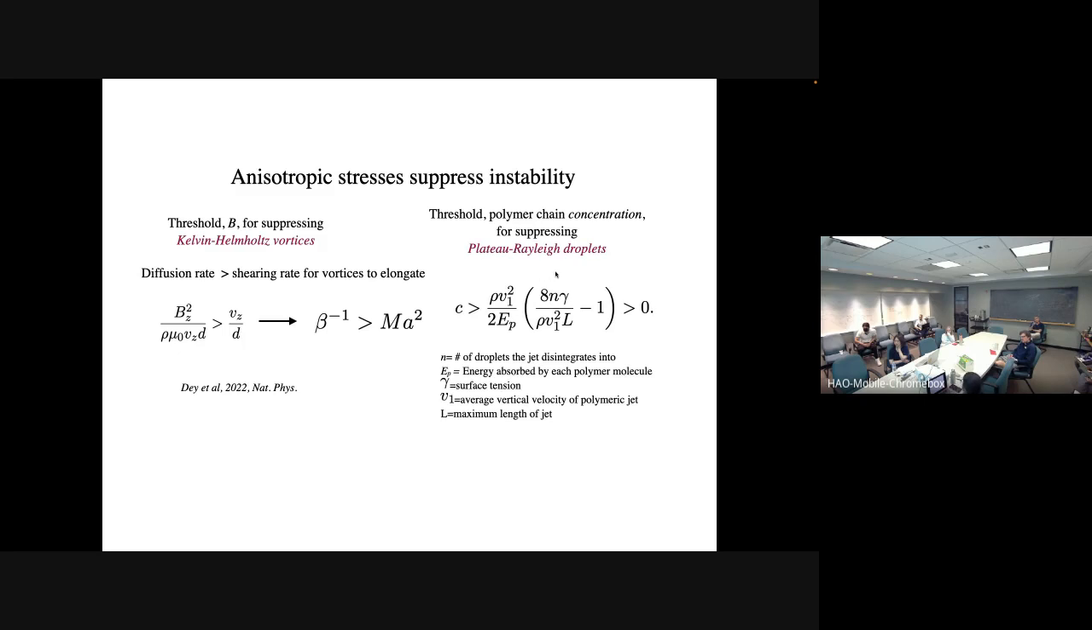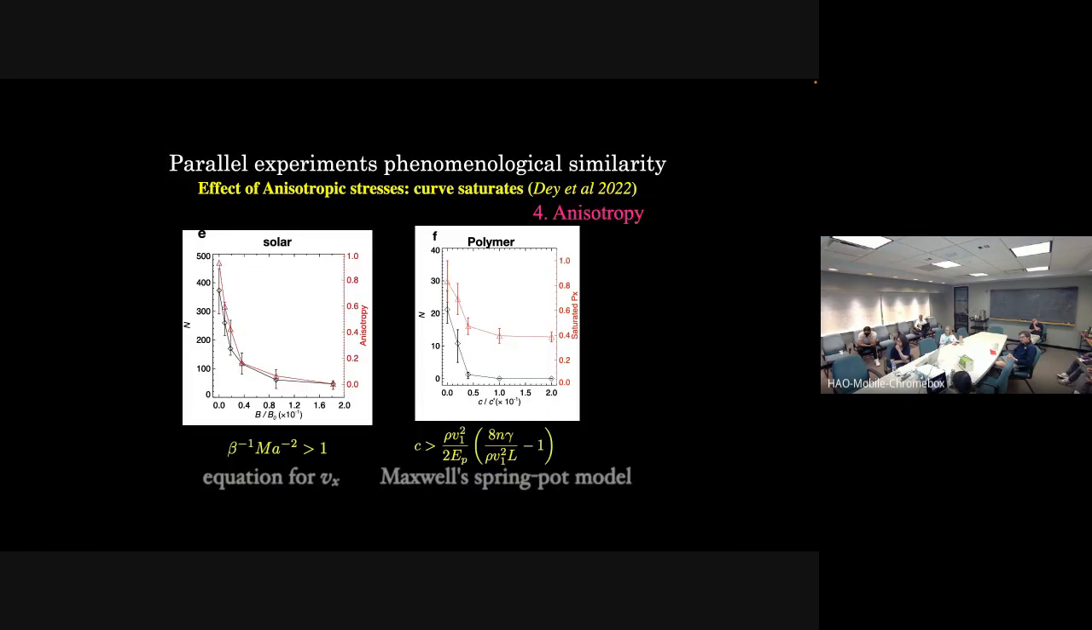Now, similarly, in case of the polymeric fluid, we find that whenever the polymer concentration is greater than a certain threshold, this threshold coming from all these different physical characteristics of the polymer itself, then this Plateau-Rayleigh instability, which is basically droplet formation, is also suppressed. So in both cases, the magnetic field has to be greater than a certain threshold, and on the other hand, in the polymeric case, the concentration has to be greater than some other threshold, and then we can suppress the instability. In one case, it is the Kelvin-Helmholtz instability, and in the other case, it is the Plateau-Rayleigh instability.